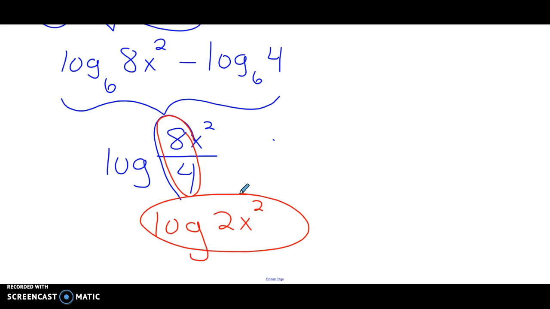Why did it base still? 6. It'd be log 6. Log base 6. Sorry, I lost my 6's. Log base 6 of 2x squared.